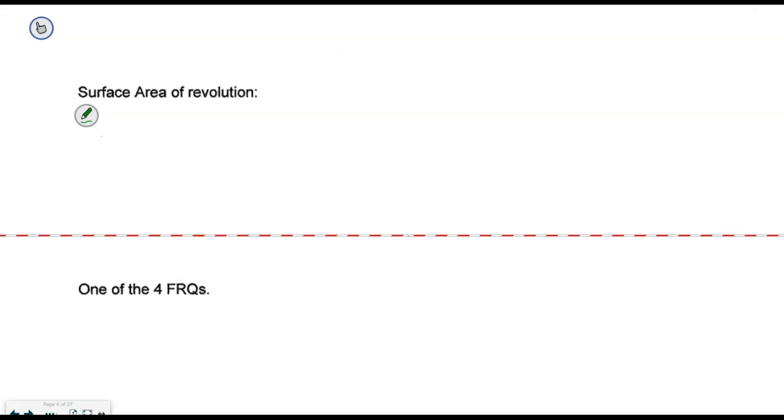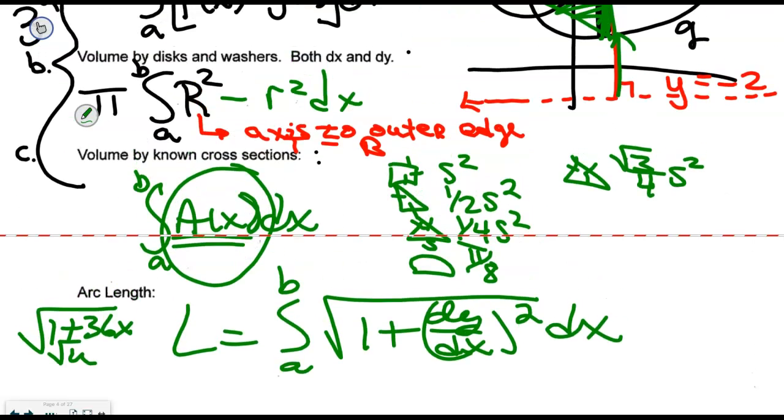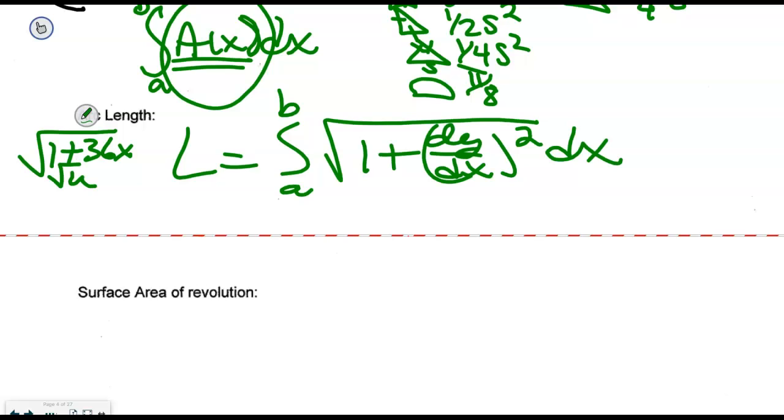By the way, I was going to tell you how many of each of these you have. Arc length, there are 2 of them. Area volume, there's 1. It's number 3, A, B, and C. 1 and 2 are in arc length. Number 4 is on surface area.